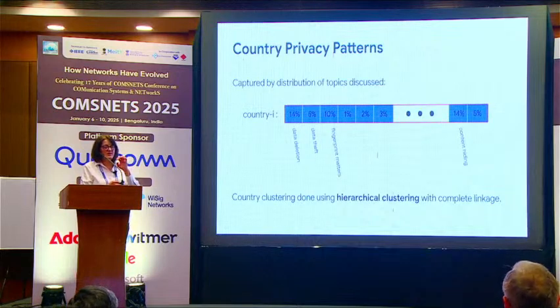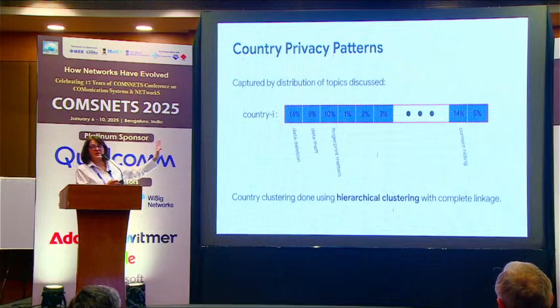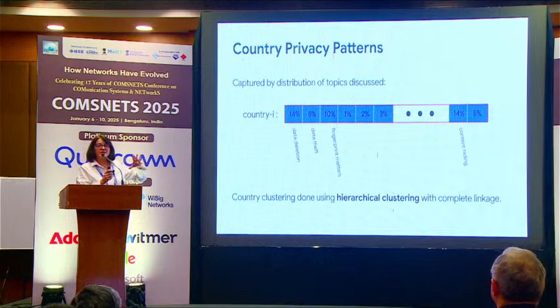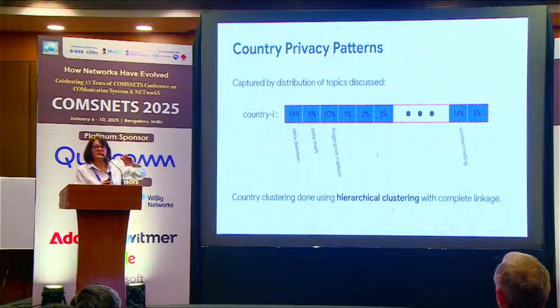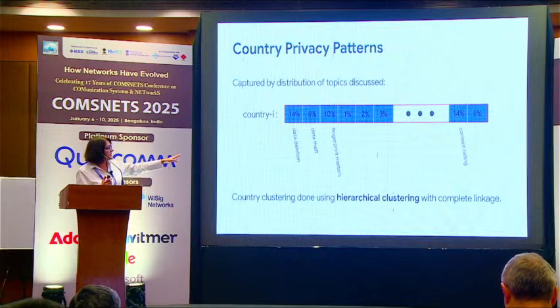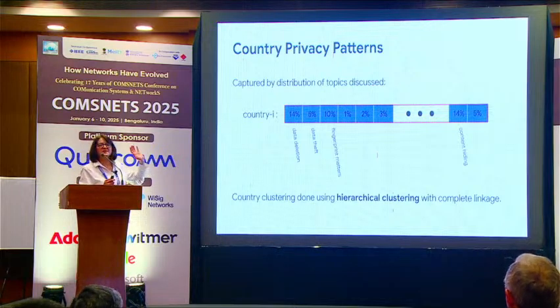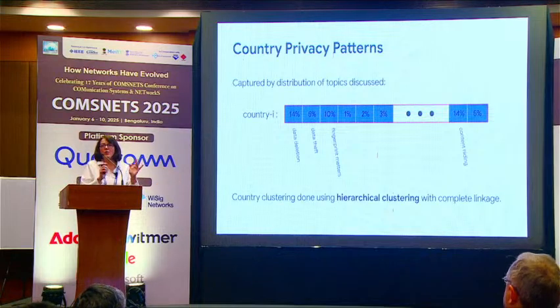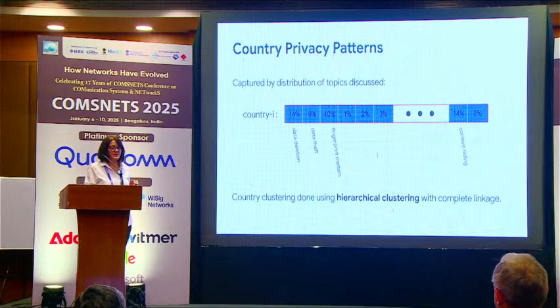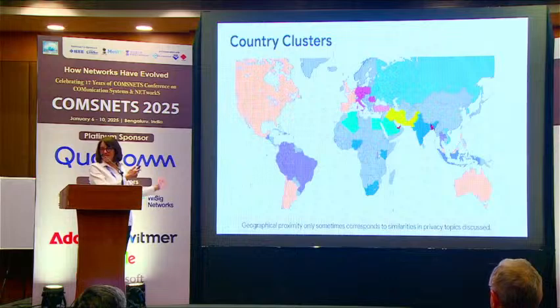Very quickly, we did this little calculation where every country is represented by a vector, and each element in the vector is a fraction, so in this case 14% is the first one, the fraction of all the privacy reviews written by this country on the topic of data deletion. So this is a histogram of, among all the things you write about privacy, what fraction of it is each particular topic. Using this, we did hierarchical clustering with complete linkage, and ended up with a world map that looks like this.